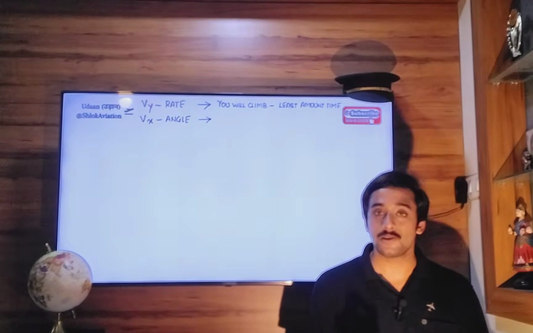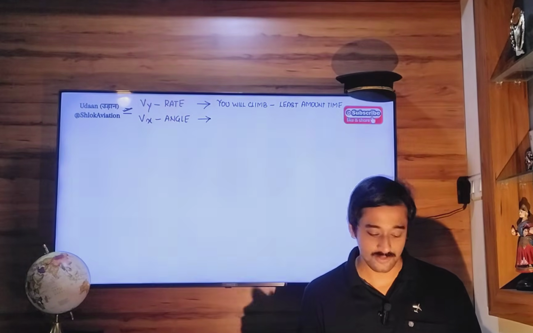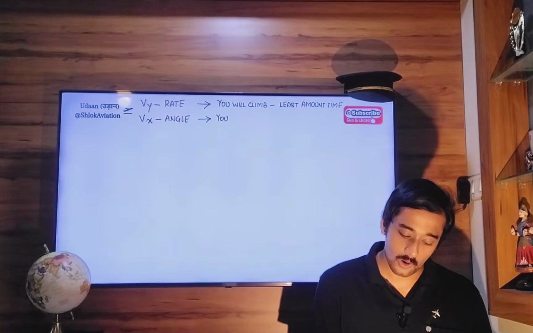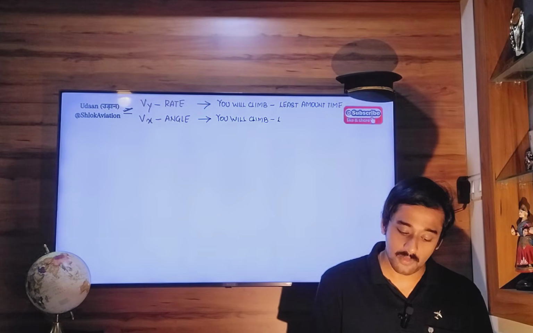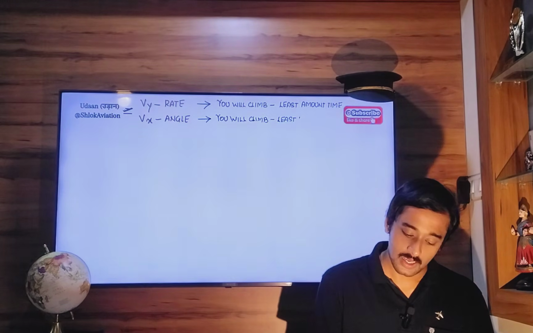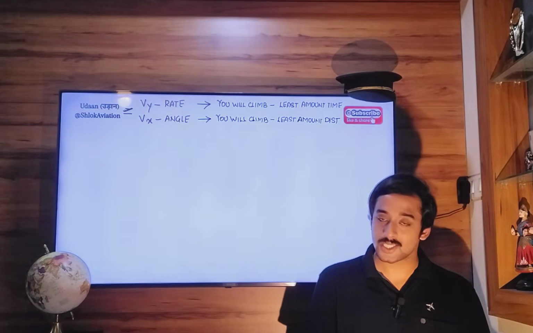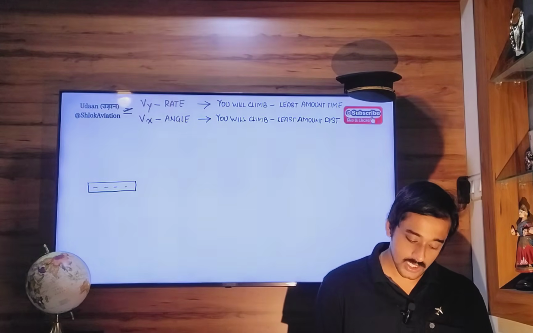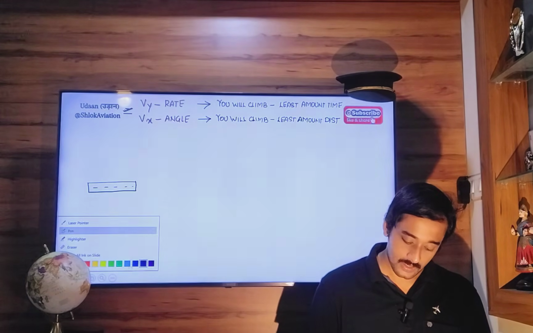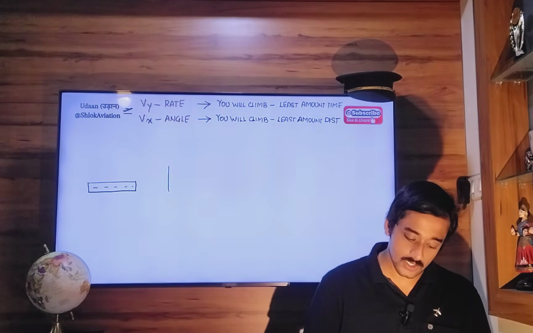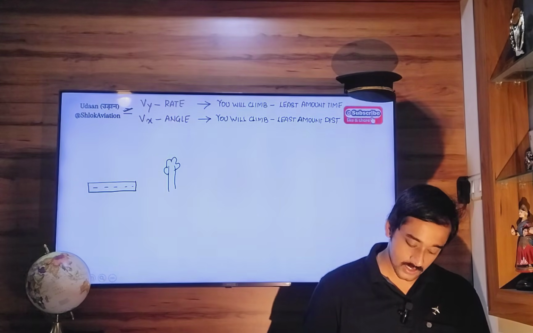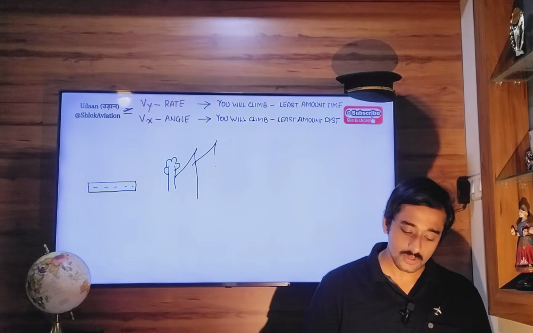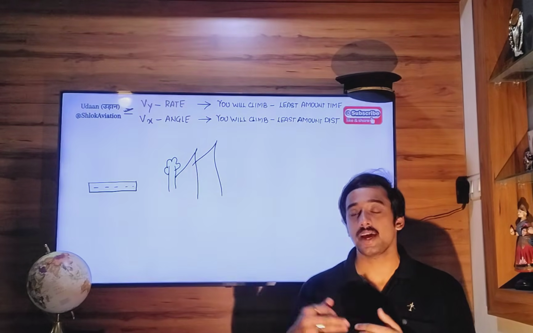If you are flying at Vx, best angle of climb speed, you will climb to a particular altitude in least amount of distance. In least amount of distance. So why is this best angle of climb speed used? Let's say there is a ground, this is your runway, and at the end of your runway there are trees, mountains, like this. Okay, basically there are high obstacles at the end of your runway.